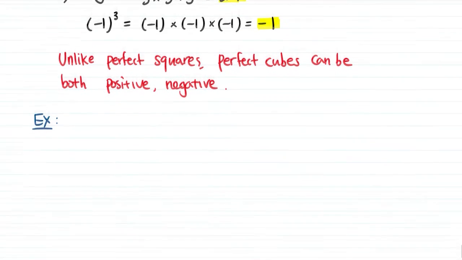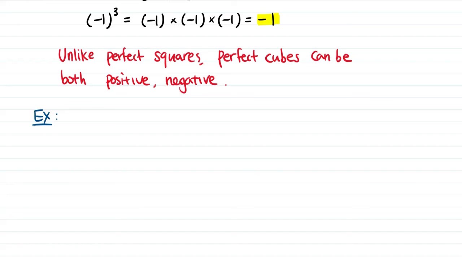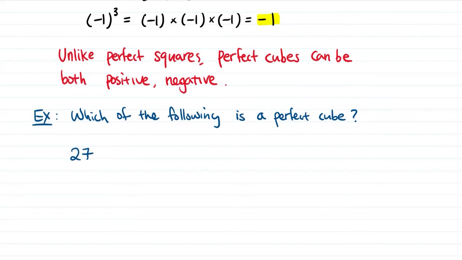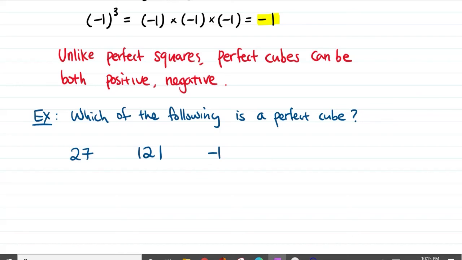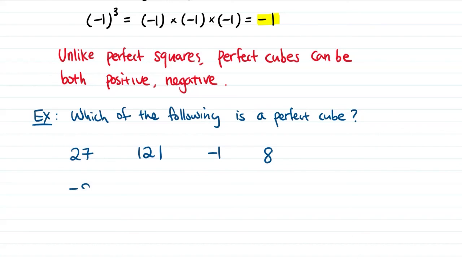So let's do some examples. Which of the following is a perfect cube? So we've got 27, 121, -1, +8, maybe -8, 64, -9, and 1. So 27 is 3 times 3 times 3, so that is a perfect cube. 121, that's 11 times 11. It is a perfect square, but it's not a perfect cube, so it won't be the answer.